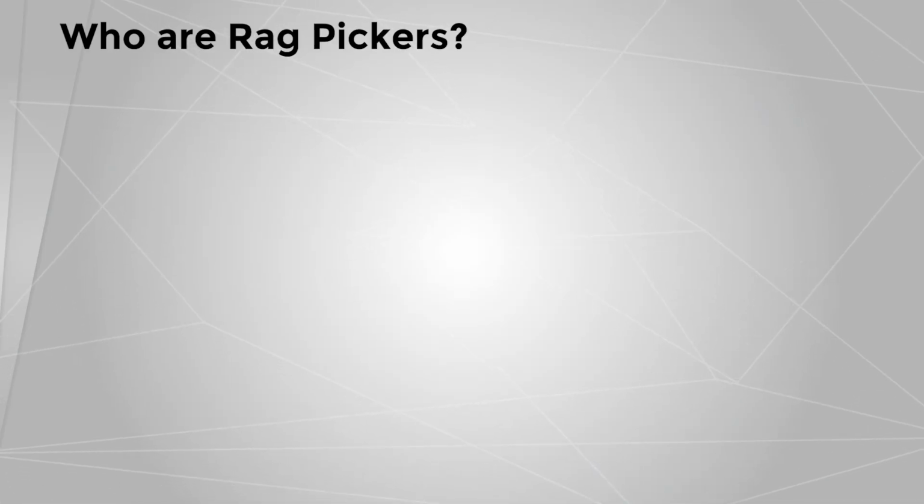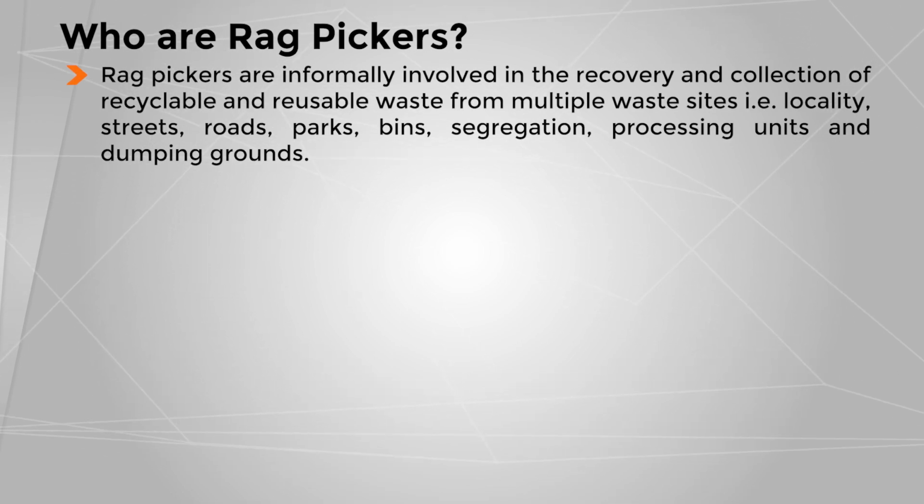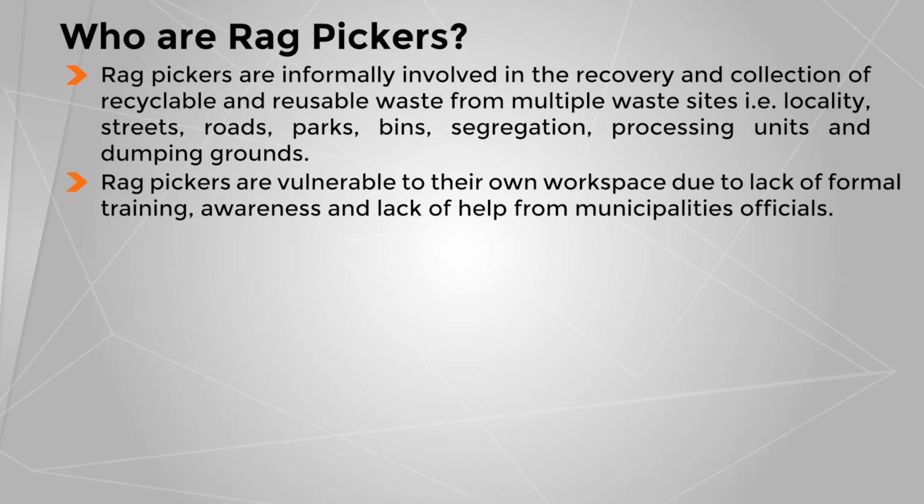Now, the question is that when there are different stakeholders in the process of solid waste management, the major stakeholders are rag pickers, who belong to the informal sector. The informal group of rag pickers are informally engaged in the recovery and collection of recyclable and reusable waste materials from different sites like dustbins, roads, streets, parks, open spaces, processing sites, landfill sites and dumping grounds. And rag pickers are highly vulnerable in their workspace because of lack of awareness and lack of support from the municipality and the government.